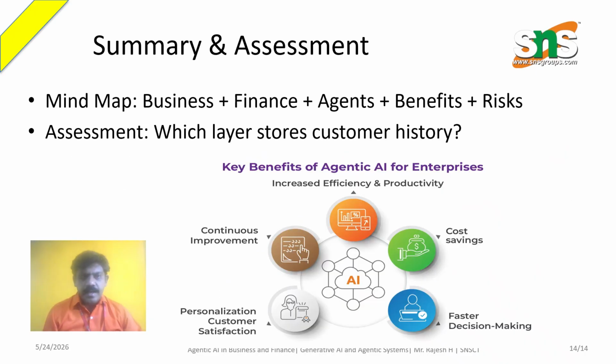So here, for the summary and assessment, you need to answer which layer stores customer history. That is very important. You need to see that mind map, also the combination of business, finance, and agents, and the benefits, and what kind of risks we have faced. So the key benefits of agentic AI are given in the diagram, showing how it is useful at the enterprise level.